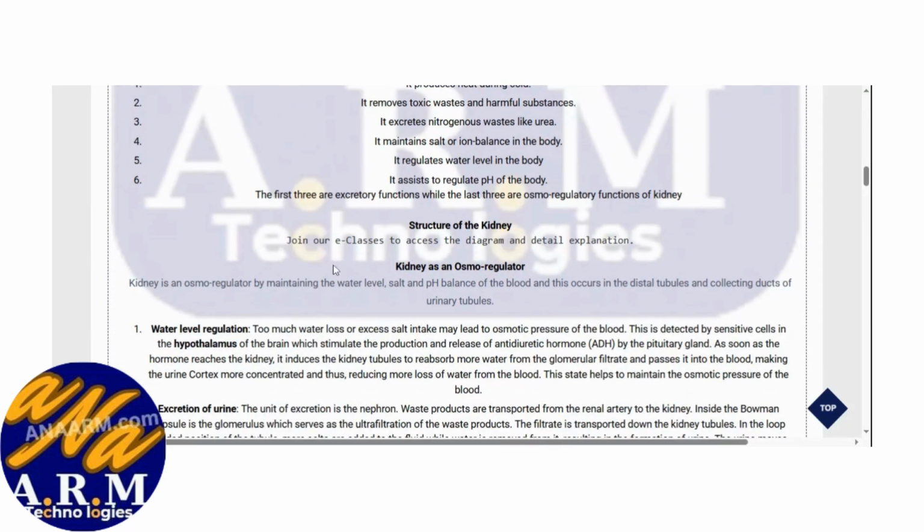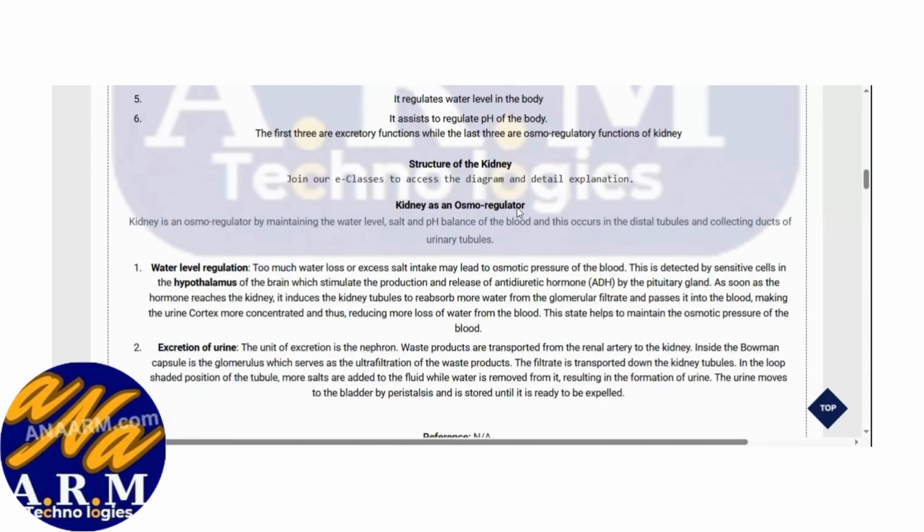Structure of the kidney. Join our e-classes to access the diagram and detail explanation. Kidney as an osmoregulator. Kidney is an osmoregulator by maintaining the water level, salt, and pH balance of the blood, and this occurs in the distal tubules and collecting ducts of urinary tubules.